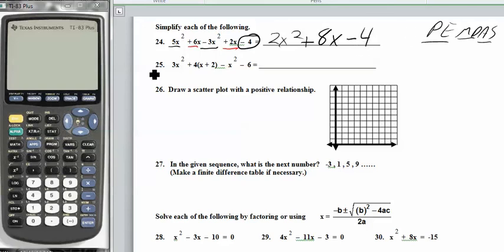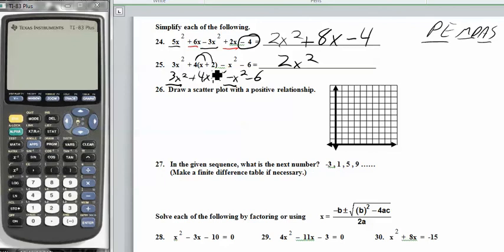All right, so let's take a look at 25. So parentheses, I see some parentheses. So we need to distribute that. So we're going to do 3x squared plus 4x plus 4 times 2 is 8 minus x squared minus 6. So there's no more parentheses. There's no more multiply or divide. So we're going to add and subtract like terms. So we need to add our ones with x squares. So 3 minus 1 is 2x squared.